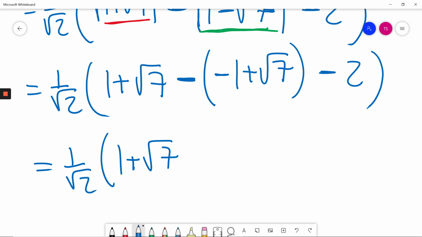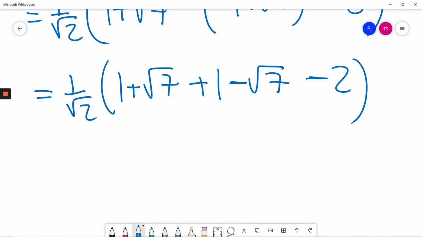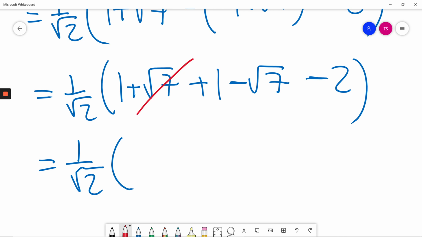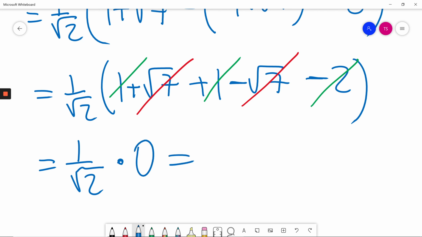Minus in front of brackets, so I will write it as plus 1 minus square root of 7 and minus 2. So this will be square root of 7 minus square root of 7 is 0. 1 plus 1 is 2 minus 2 is 0. So this will be just 1 divided by square root of 2 times 0. So the answer for this question is 0.